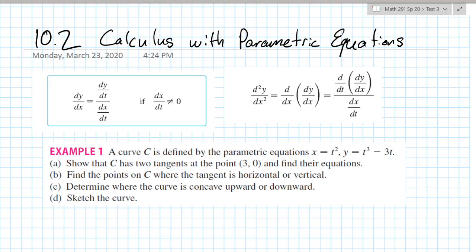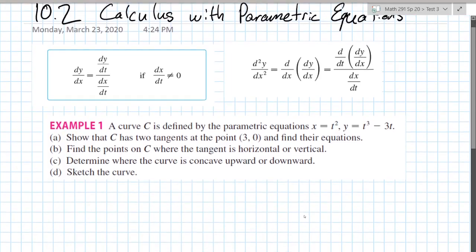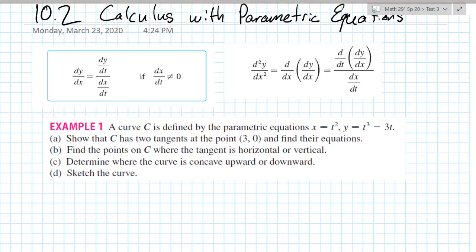Okay, so we're going to use those two formulas to answer the following question. A curve C is defined by the parametric equations x equals t squared, y equals t cubed minus 3t. And we want to look at the tangent at (3, 0) and find the equations of those tangent lines. So I guess the first question would be, why does it have two tangents at this point?